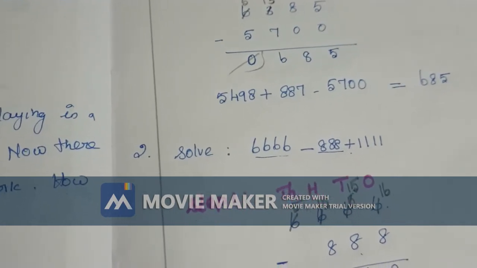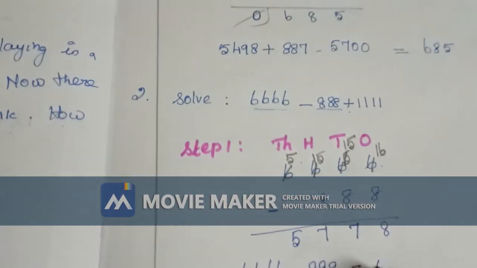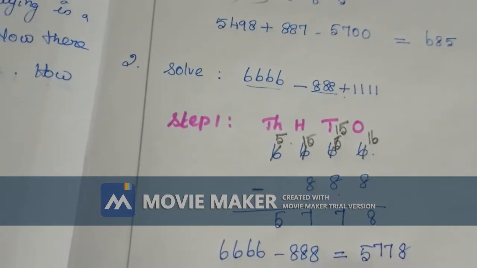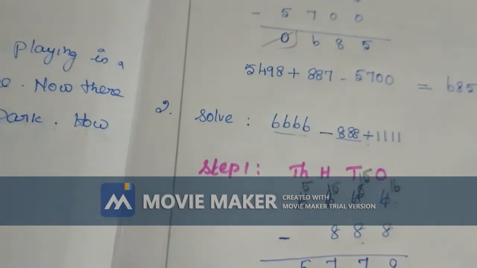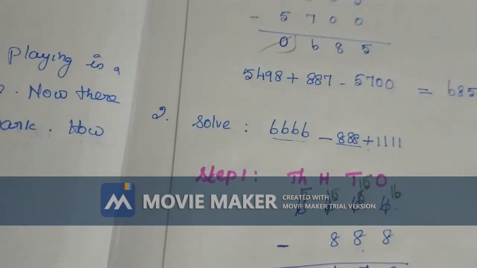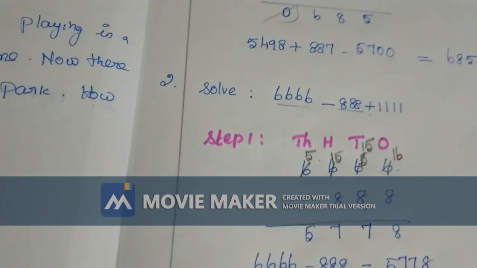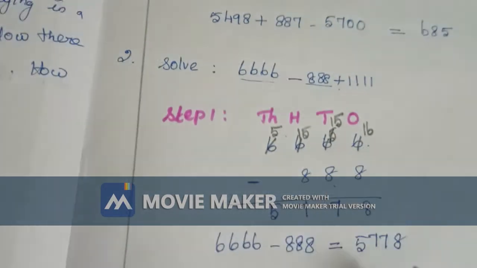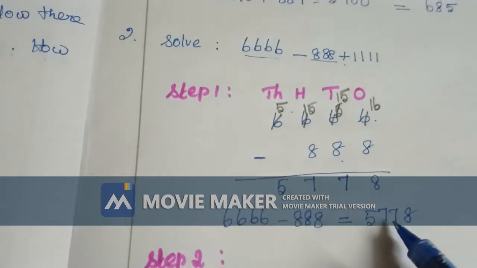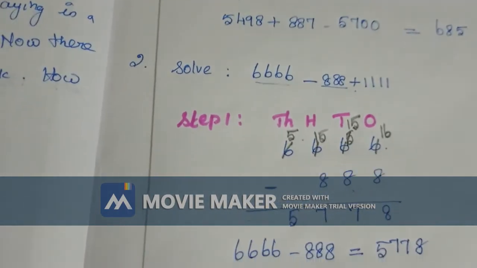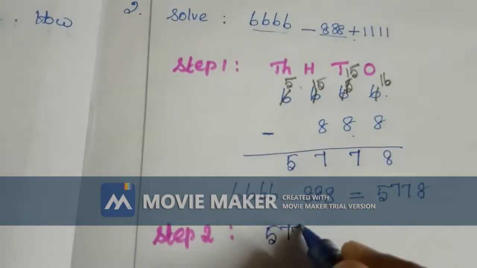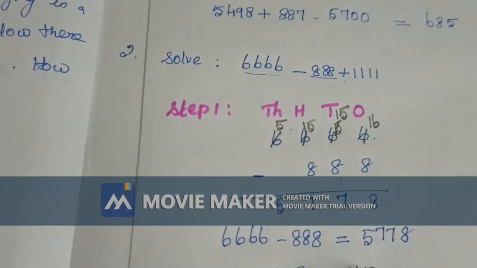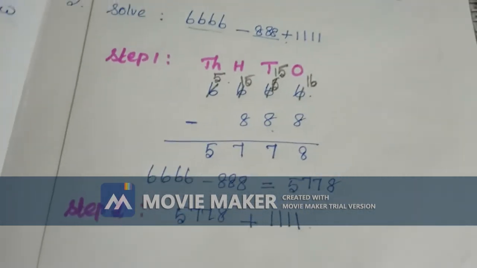So 6666 minus 888, answer 5778. Okay. Then next step you have to do the addition. Step 2, you have to add 1111 to this 5778. Now write 5778 plus 1111. Okay. So these two are 4-digit numbers.